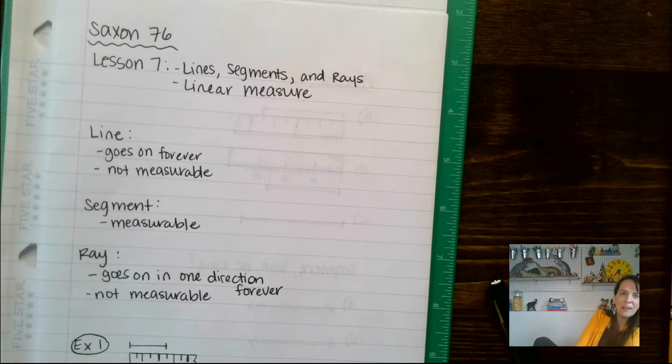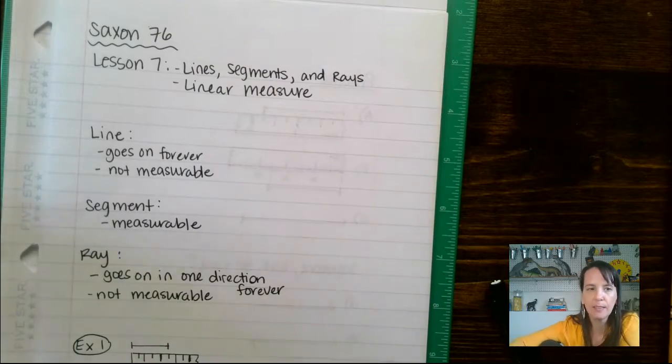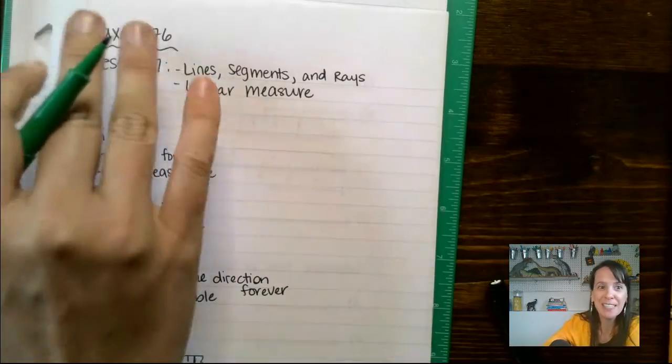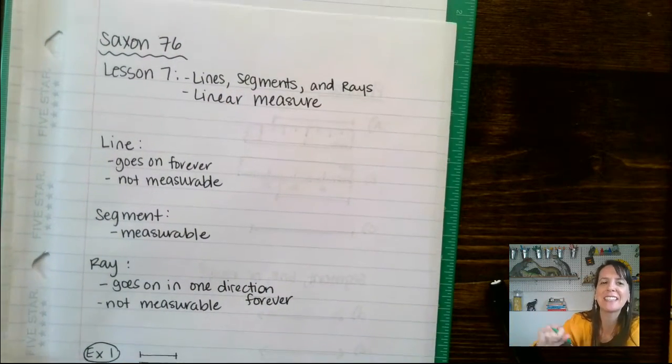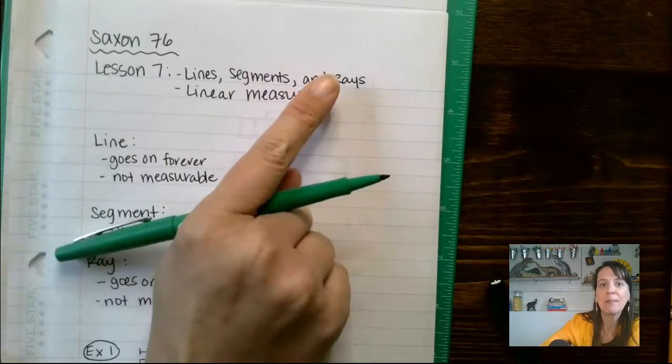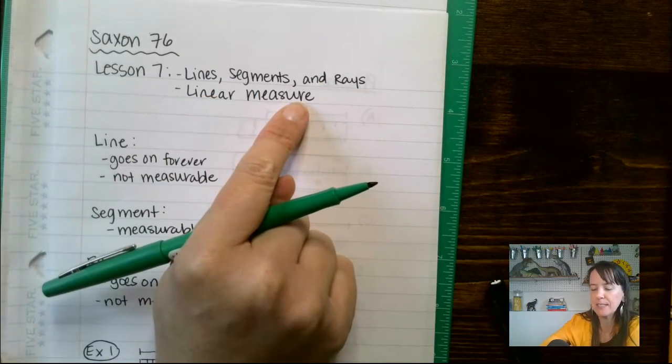Hi friends, welcome back. We are in Saxon 76. We are talking today about lines, well, we're in lesson 7. It's the 4th edition of 76. We are talking about lines, segments, rays, and linear measurements.